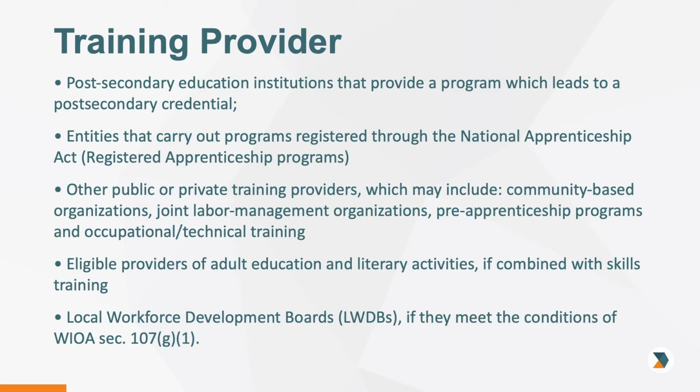Under WIOA, a training provider and educational program can best be defined as the following: a post-secondary institution that provides a program which leads to a post-secondary credential, i.e. a university or a technical college. Entities that carry out programs registered through the National Apprenticeship Act. Other public or private training providers, which may include community-based organizations. This would also include proprietary training institutions. Eligible providers of adult education and literacy activities. And finally, local workforce development boards if they meet conditions under WIOA.